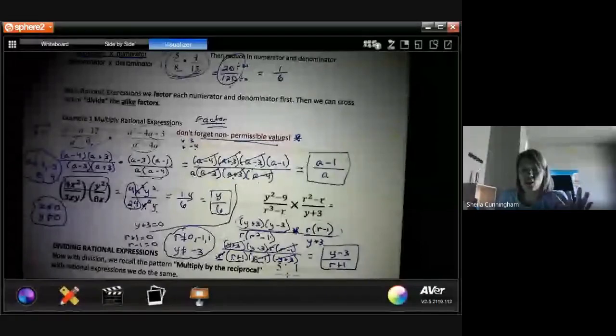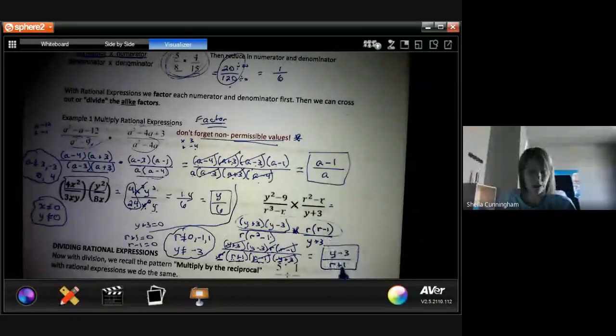What you're going to get as an answer is going to be a rational expression. You're not going to get it down to an exact number by any means. So there's always the potential of having some variables in there. Sometimes everything will cancel out.